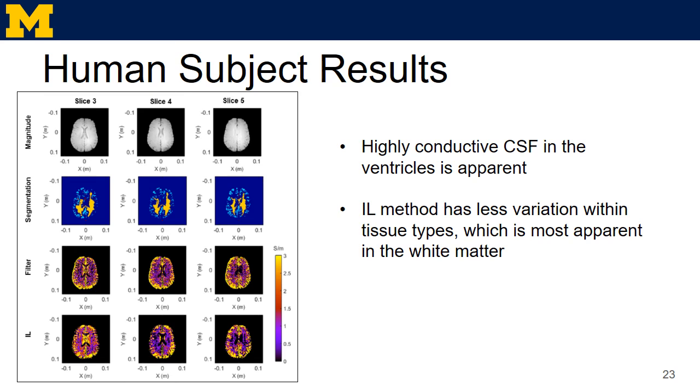In the third row, we have the conductivity results from the Gaussian filter, and in the fourth row, the results from using the proposed inverse Laplacian method. We can see that the conductivity in the cerebrospinal fluid, which is particularly apparent in the ventricles, is much higher than the gray matter and the white matter. We also see these zero-valued black regions surrounding the ventricles, which we believe are due to boundary errors. We can also see that using the inverse Laplacian method has reduced the variation within a tissue type, which is particularly apparent within the large white matter regions.